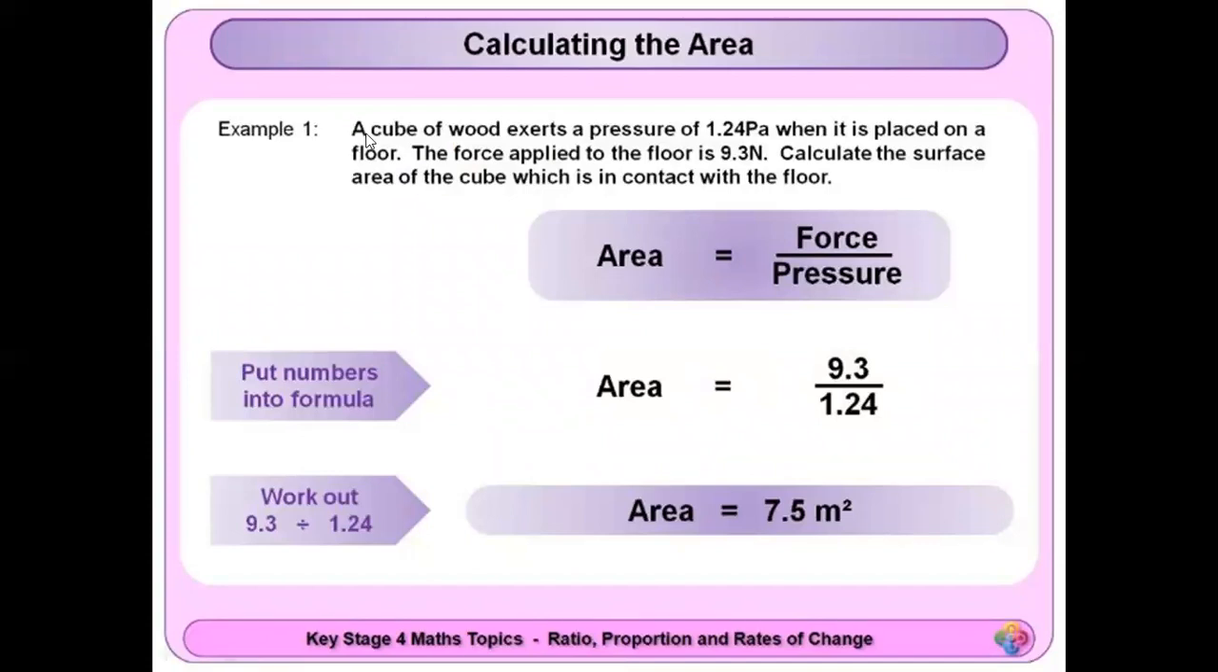You see here example number 1. A cube of wood exerts a pressure of 1.24 Pascal when it is placed on a floor. The force applied to the floor is 9.3 Newton. Calculate the surface area of the cube which is in contact with the floor. So for calculating the area of the cube, pressure and applied force are given. So three things: pressure is equal to force per area. Okay, so area is equal to force per pressure. So when we put these values in the equation, we easily get the result. So area is equal to 7.5 meter square.